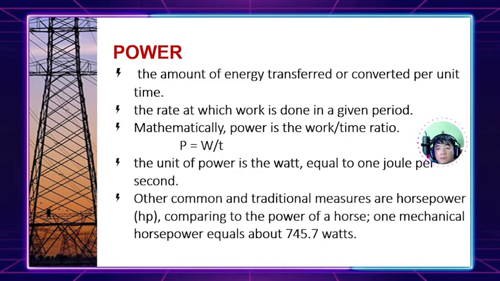Power, from its definition, refers to energy. When you say energy, it is your ability or capacity to do work. But in physics, power means the amount of energy transferred or converted per unit time. In other words, it is the rate at which work is done in a given period of time. Expressed mathematically, power is equivalent to the work over time ratio, meaning power, or P, is equal to work over time, or W over T.